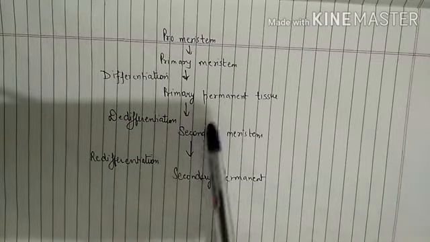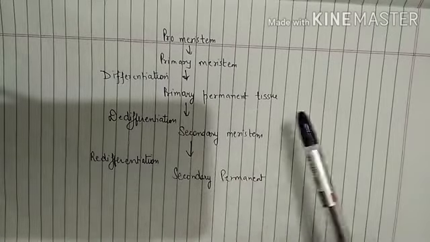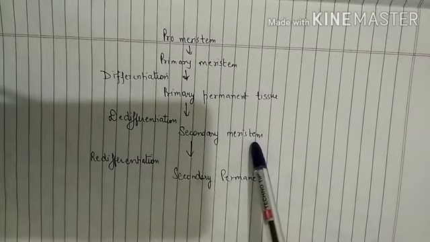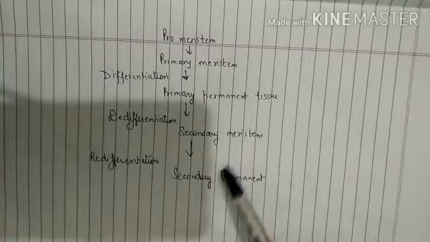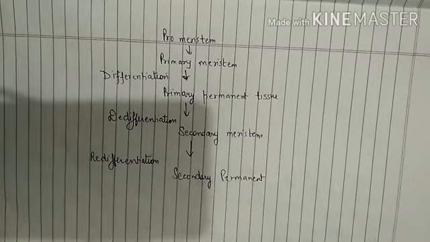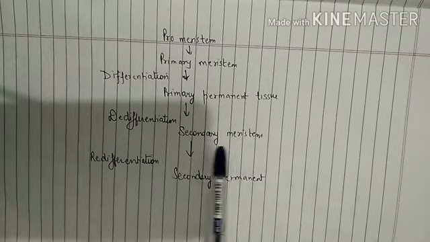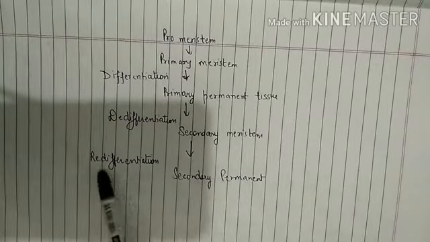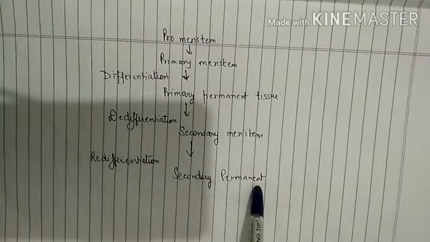Dedifferentiate means again this cells of the primary permanent tissue, they have regained the capacity to divide mitotically, and this give rise to secondary meristem. Then secondary meristem give rise to secondary permanent tissue upon redifferentiation. Redifferentiation means the cells in the secondary meristem, they will again lose the capacity to divide, and this is known as redifferentiation, and it will give rise to secondary permanent tissue.